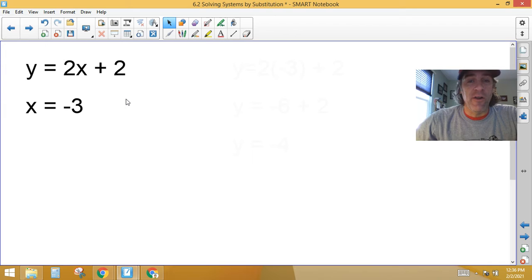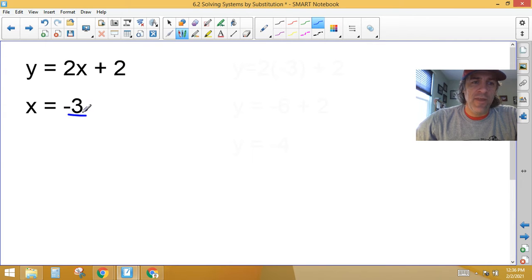So here's a very basic system: y equals 2x plus 2, and x equals -3. Notice x equals -3. It's kind of telling you part of it already. Since x equals -3 and the x value in each equation are equal, what I can do is just plug this x value right here into the x value up here. And that's exactly what I have done.